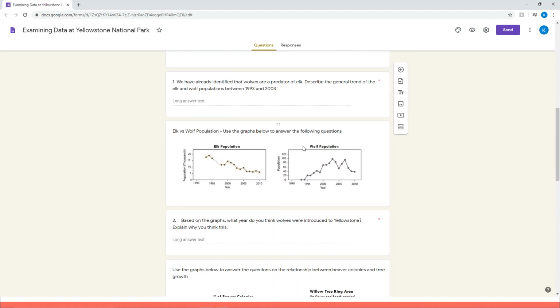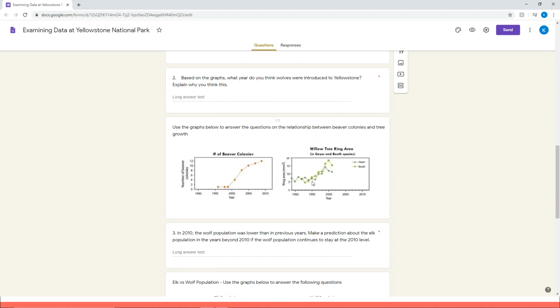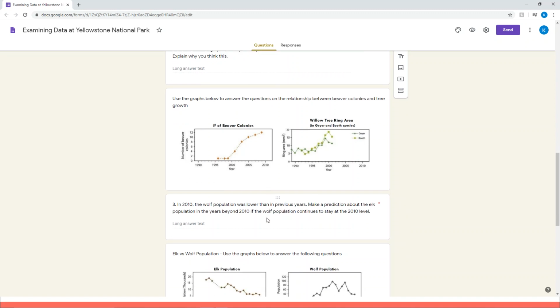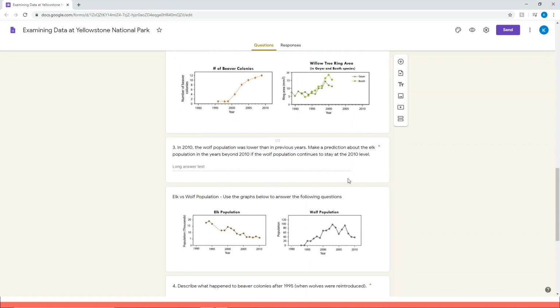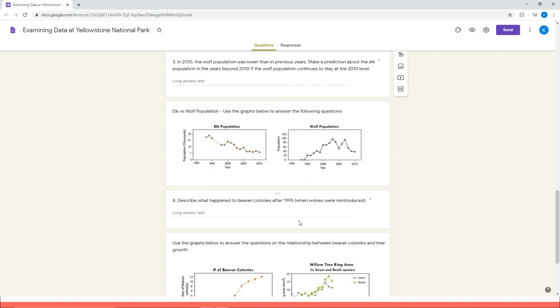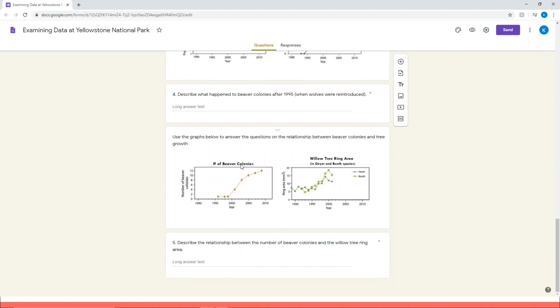Then, after you've looked a little bit closer at the elk and wolf population, I'm going to ask you to go ahead and take a look at beaver colonies versus trees. Now, hopefully, you had a chance to watch the video before this, and so you learned a little bit more about the beaver colonies and how there was an increase in the beavers in Yellowstone National Park due to the increase of wolf introduction. So there are a few follow-up questions about the beavers, as well as looking at relationships between those as well.